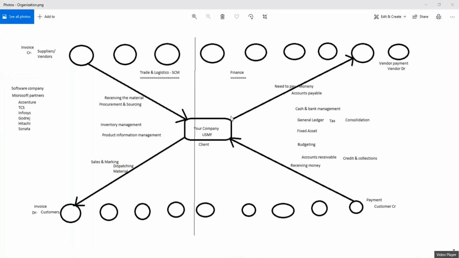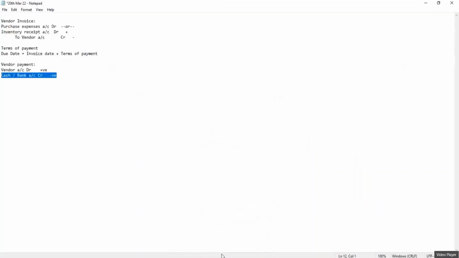Vendor invoice, vendor payment. The gap between invoice and payment is terms of payment. Same vice versa.